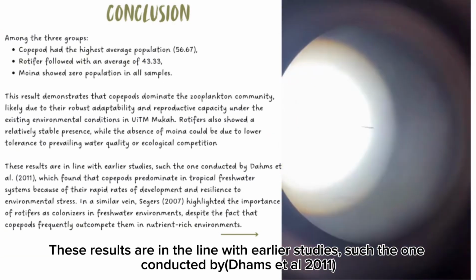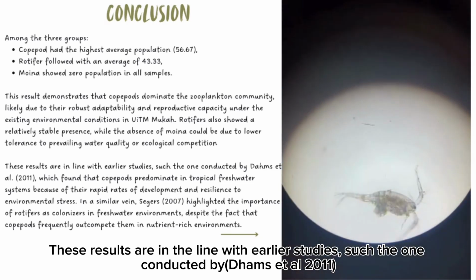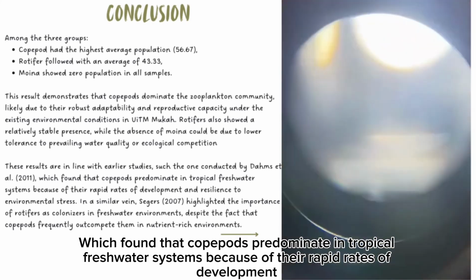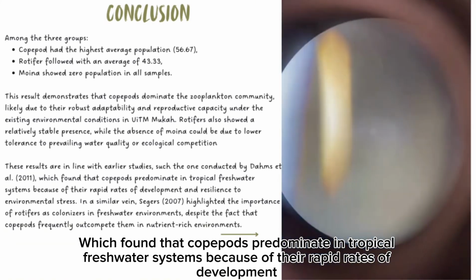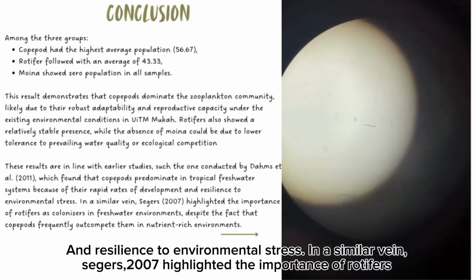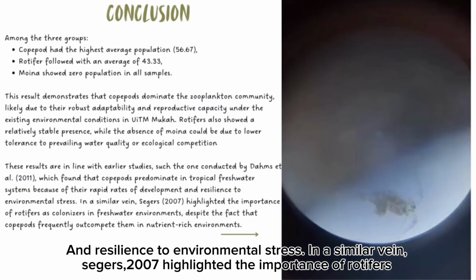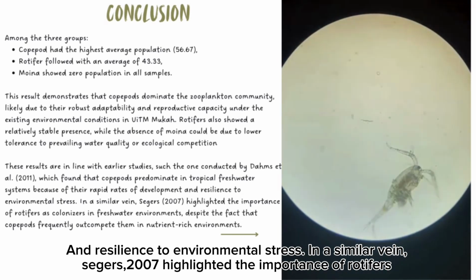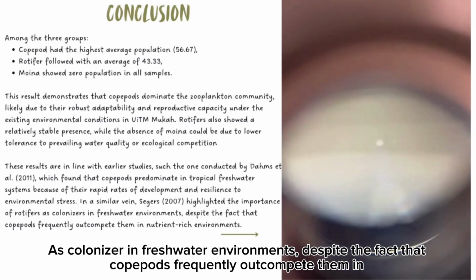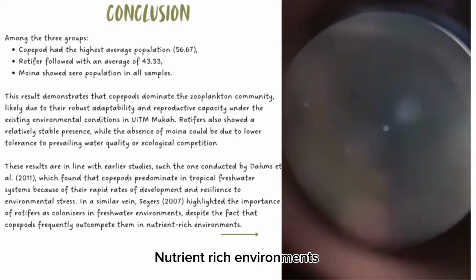These results are in line with earlier studies, such as the one conducted by Dumps et al. 2011, which found that copepod predominates in tropical freshwater systems because of their rapid rates of development and resilience to environmental stress. In a similar vein, Seegers 2007 highlights the importance of rotifer as colonizers in freshwater environments, despite the fact that copepod frequently outcompete them in nutrient-rich environments.